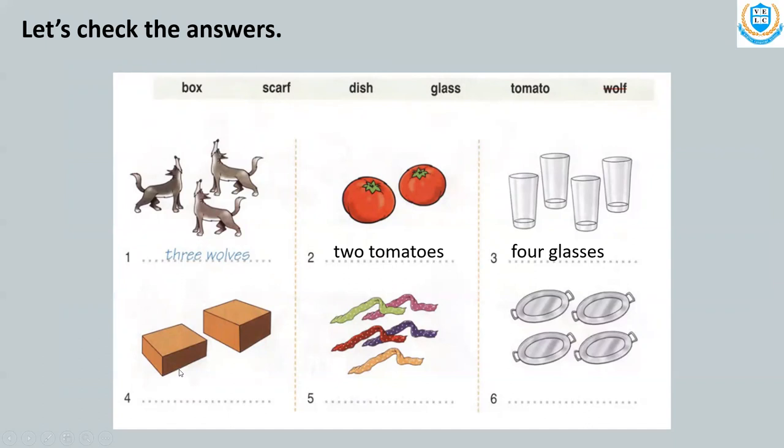Okay, so what are these? Scarf. S-C-A-R-V-E-S. How many? 1, 2, 3, 4, 5. Okay, so 5 scarves. So what are these? Dish. Okay, dishes. How many? 1, 2, 3, 4, 4 dishes.